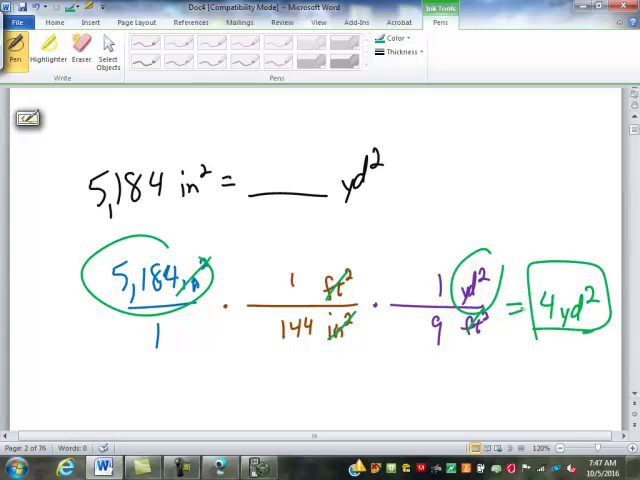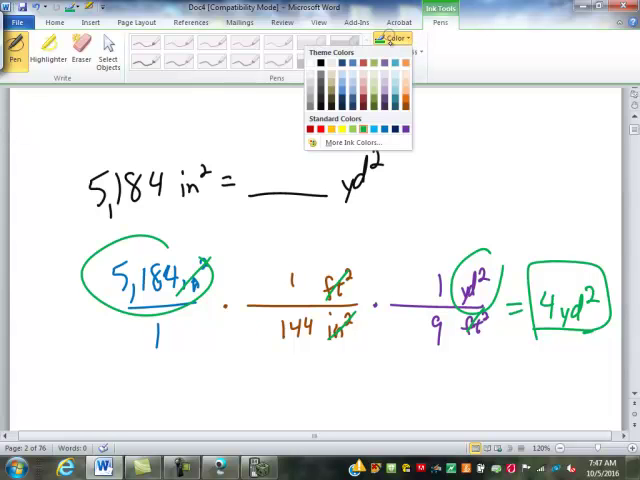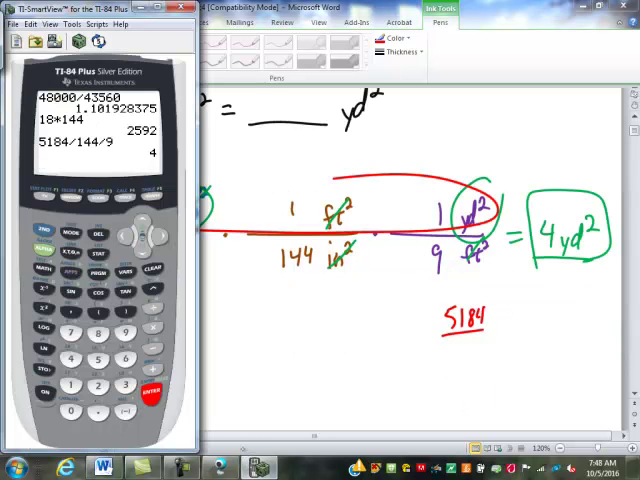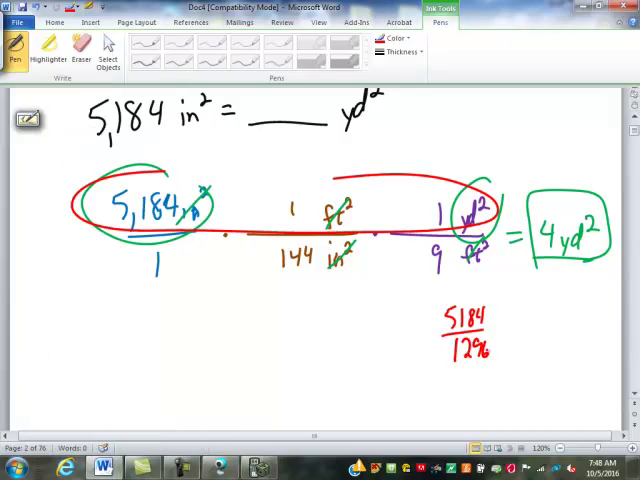I remember you in trouble like that on your calculator? Dividing it like that? Not like that. Not on these. They won't. No. I mean, if you really wanted to be safe, you could multiply out the top. Say 5184 times 1 times 1 is 5184. 144 times 9 is 1296. Then divide them out to get 4.